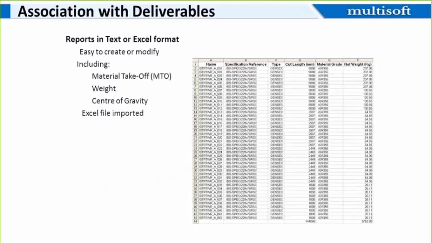Now another form of deliverable other than drawing is the reports. Excel reports can be extracted from the model of the model items, like for the material takeoff, for piping, structural, or any other item in the model. We can also extract the weight reports for structure, like the one attached here, and the center of gravity reports as well.